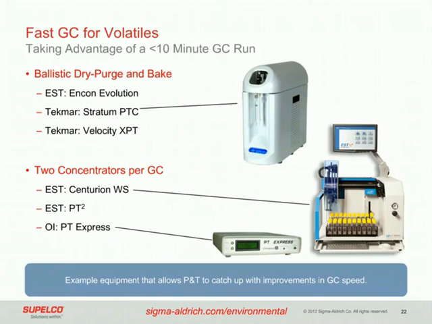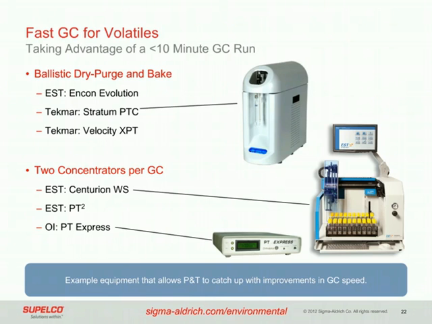Another question we get asked is, now that I have a run that's less than 10 minutes, how do I take advantage of that? Because the purge time and the desorb time, the bake time, takes longer than that. 2 options for doing that: the dry purge time and the bake time parameters are usually not controlled by the method. So we can use a ballistic dry purge and bake with a couple different instruments manufactured after several different models that can use extreme fast and hot dry purge and bake times.